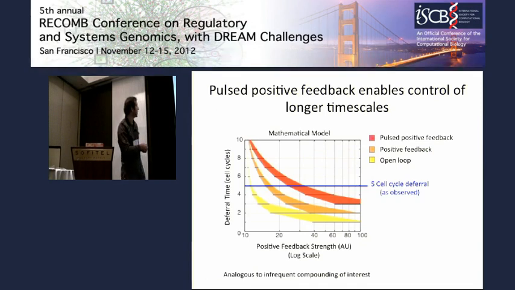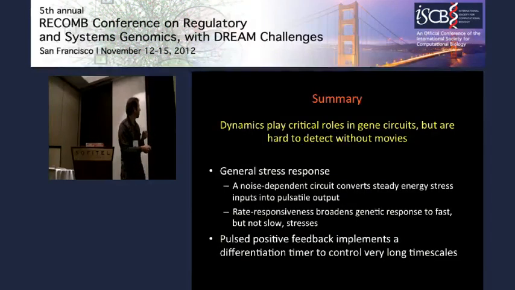That's shown here from a simulation where we compare the open loop system, or if we vary the strength of the positive feedback or the strength of the kinase expression level, we see that to tune it to a 5 cell cycle delay is very hard. You have to tune it very precisely right here. But if we do this pulse positive feedback loop, we get a much gentler tuning curve. So we think this is a basic principle that cells could be using to access very long timescales, but still be able to control events on those timescales. OK.